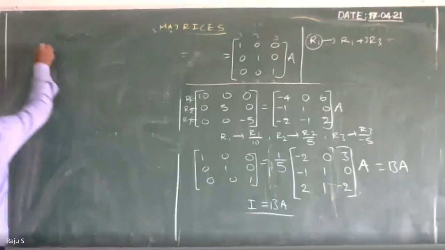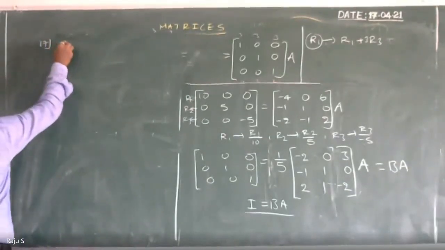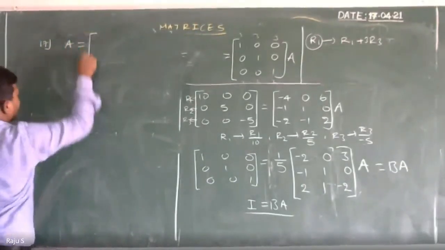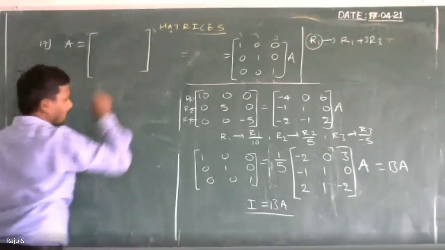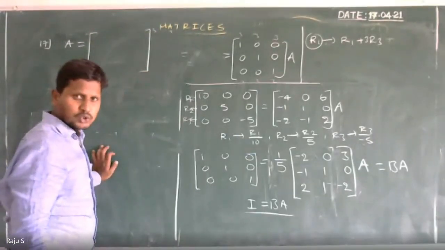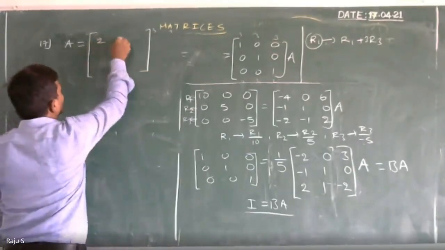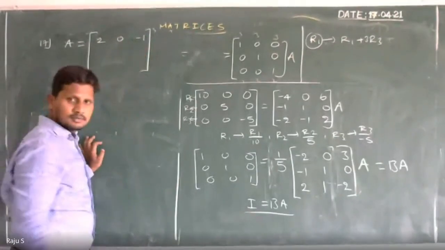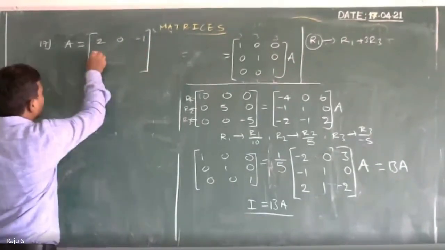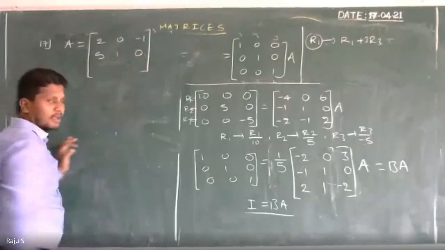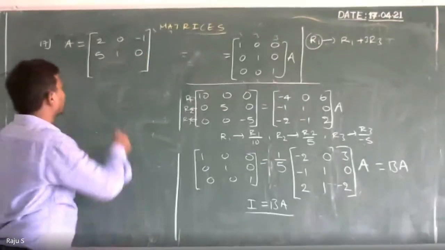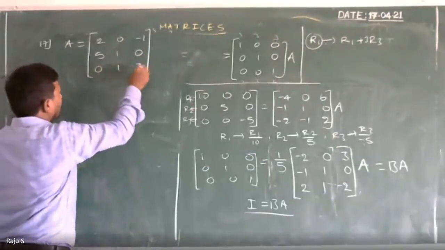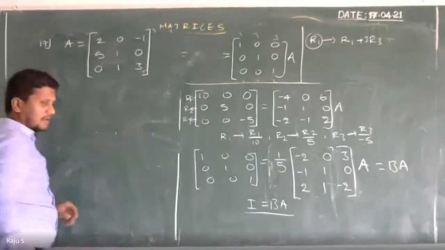So 17. Question number 17. Okay, right. The question number 17 is, let us take given matrix as capital A, 2 0 minus 1, and the second one 5 1 0, and the third one is 0 1 3.